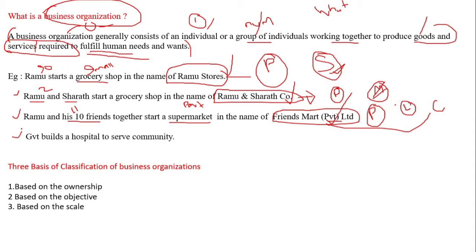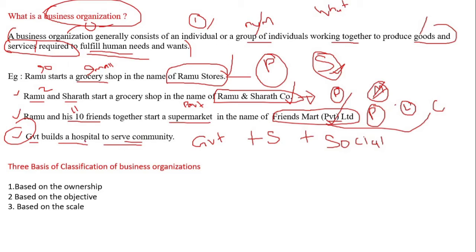Come to fourth example, very different example, right? Government builds a hospital to serve community, right? Who is the owner? Government is the owner, right? Government is the owner. What does the hospital do? It provides service. It provides service. What is the purpose of government building the hospital? To serve the community, social welfare, not profit making, right? Social welfare, not profit making, social welfare.